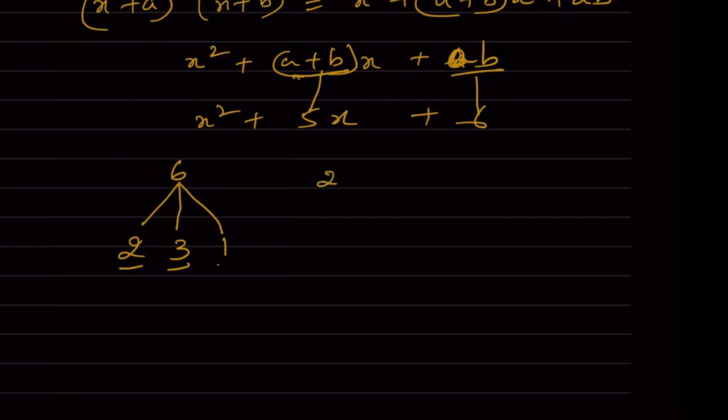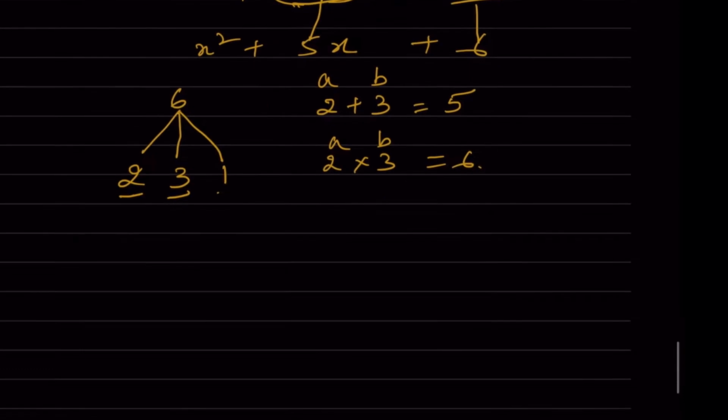Now if I write 2 plus 3, are we getting it as 5? Yes. And 2 into 3 is equal to 6? Yes. So our a is 2 and b is 3. So a into b is 6, and a plus b is 5. So we'll write this down in the expression now.